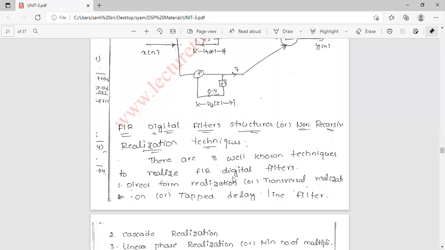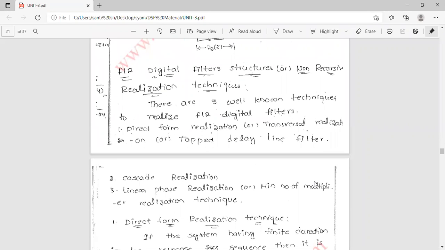Here the three techniques are: first one is direct form realization or transversal realization, or tap delay line filter. This is having three names: direct form realization, transversal realization, or tap delay line filter. Second one is cascade realization. Third one is linear phase realization or minimum number of multiplier realization technique. We have three techniques in FIR digital filter structures.